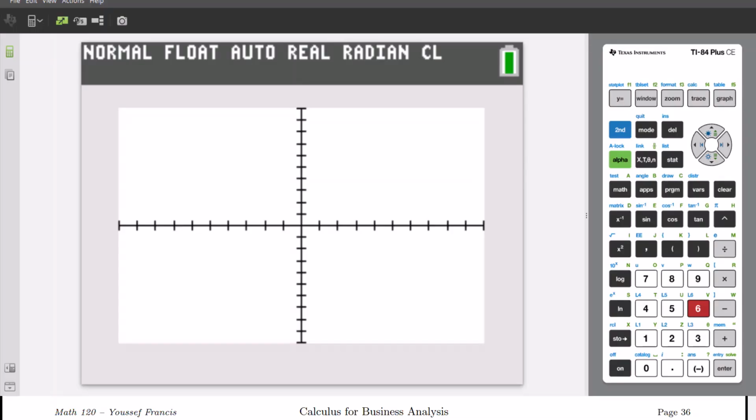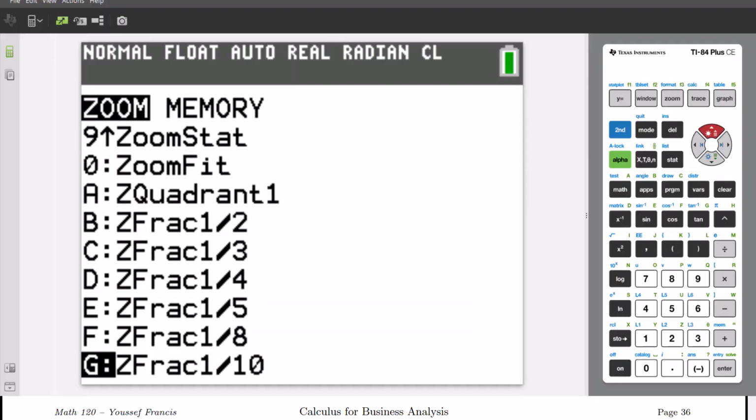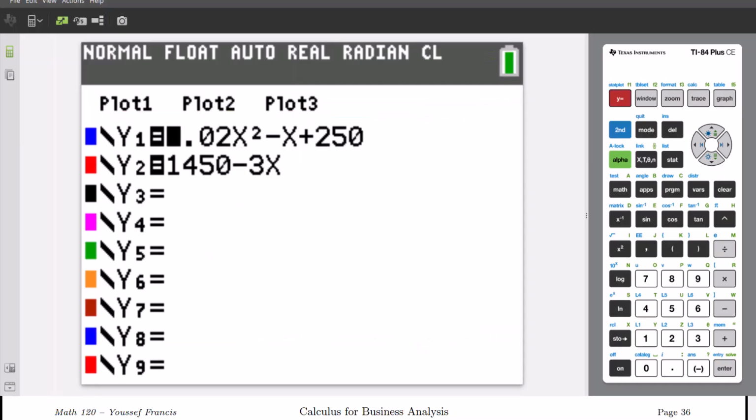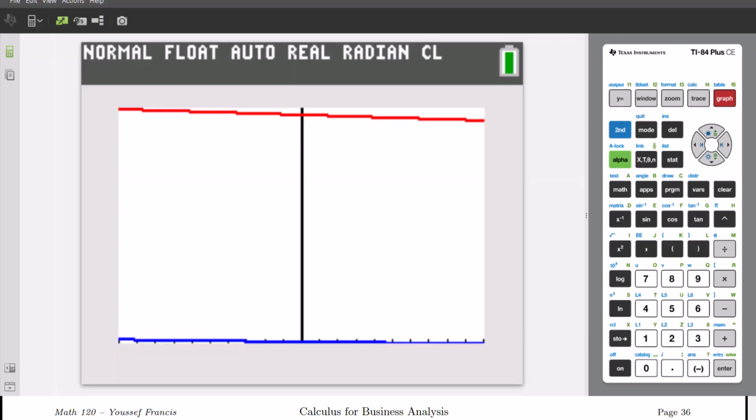So let's click on zoom, and this time I'm going to tell the calculator to decide the best fit. So I'll select zoom 0 for zoom fit, and this will tell the calculator to decide what's the best window to show me, and then we'll go from there. Once you're ready, just click enter, and the calculator will show two curves. There's a red curve and a blue curve. The red curve represents the marginal revenue, and the blue curve is the marginal cost for me. So this is what my graph looks like, and obviously I'm not happy with how this looks.